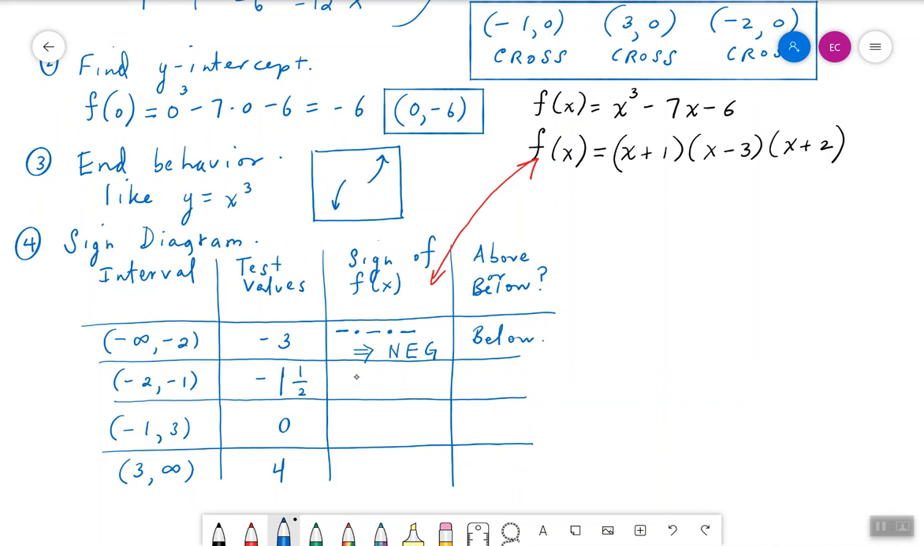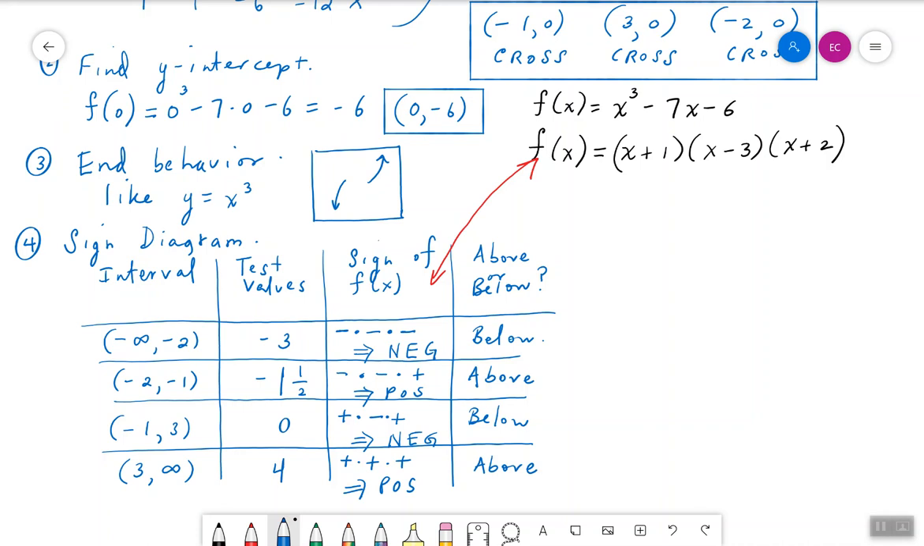And then we can keep doing this with the remaining test values. So negative 1.5 plugged in is going to make a negative multiplied by a negative multiplied by a positive. And that will give us a positive result. That means the graph is above the x-axis. 0. 0 plus 1 is positive. 0 minus 3 is negative. 0 plus 2 is positive. So the result is going to be negative. And we're back below the x-axis. And then 4 is going to give us a positive times a positive times a positive, which is going to give us a positive result. We're above the x-axis.